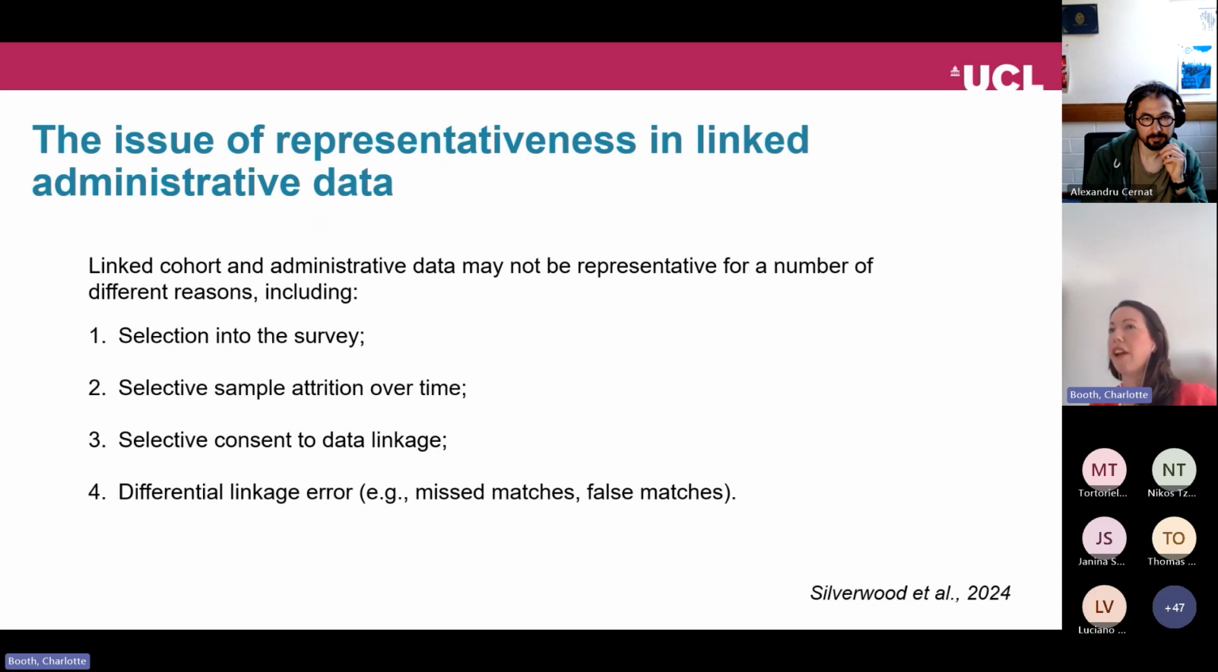So this is a framework for understanding the issue of representativeness in linked admin data by Silverwood and colleagues. This basically says that linked cohort and admin data may not be representative of the target population for a number of different reasons, which include, firstly, selection into the survey. So that would have been, say, wave 1 of Next Steps. Then selective sample attrition over time, because as you saw, the sample size does decrease. Then there's selective consent to the data linkage, as not everyone wants to have their data linked. And then finally, we have differential linkage error. So this could be due to missed matches, so people just not being found in the admin data, or false matches where someone gets mismatched, basically.